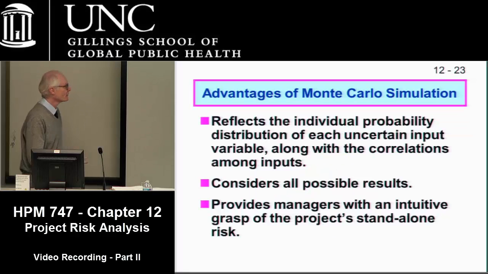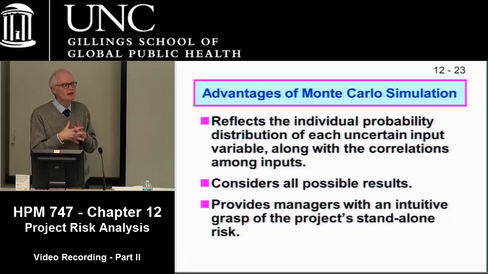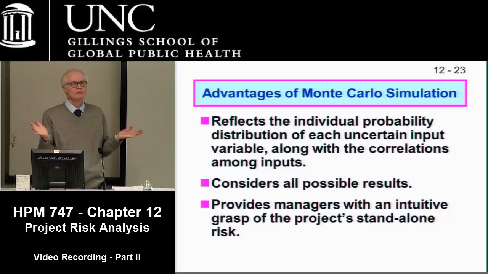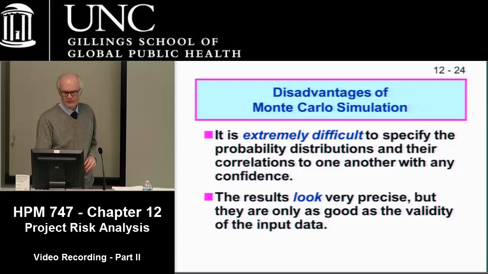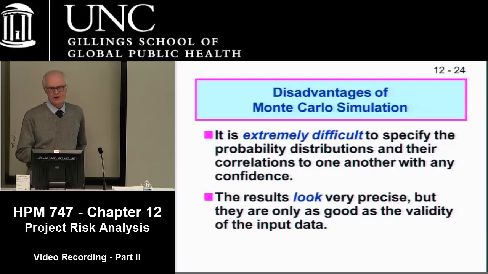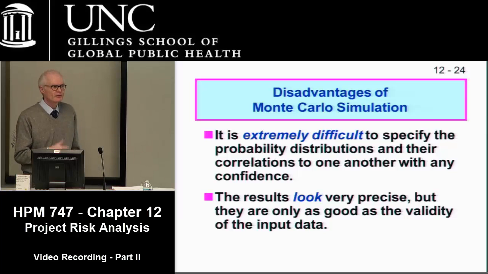So the advantages are it has all the different inputs, it has all the different probabilities, and all the interactions between the variables are taken into account. So all possible combinations and permutations of the input variables are considered. The disadvantage is that it's really difficult to know what some of the probabilities are going to be. The results look very precise, but they're only as good as the validity of the input data.